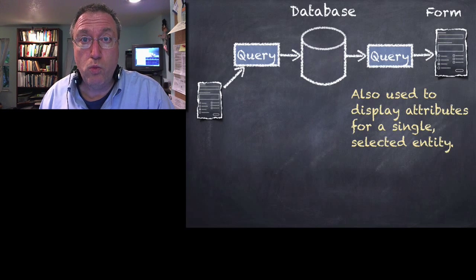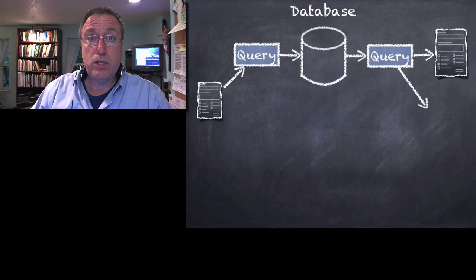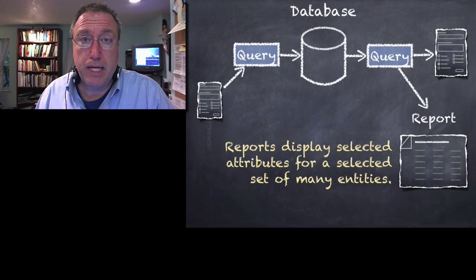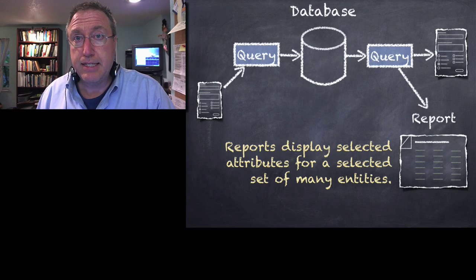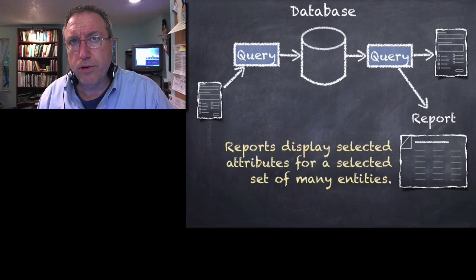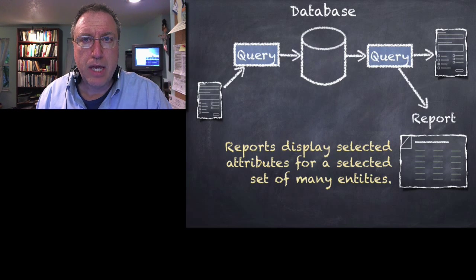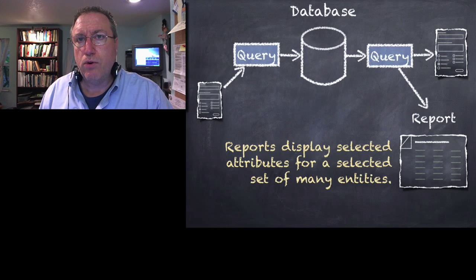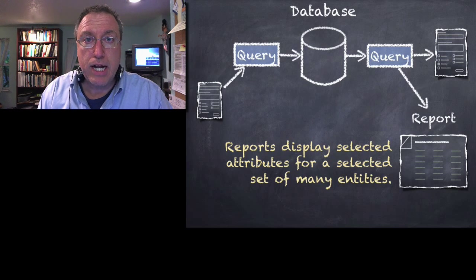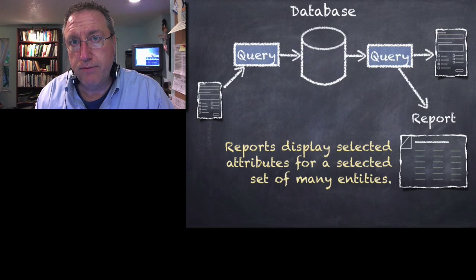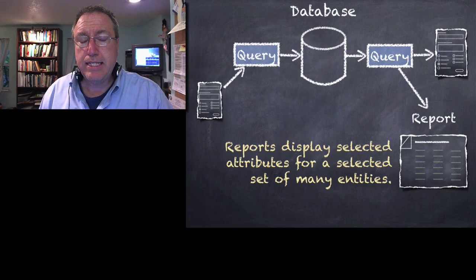Now, if you want to look at more than one entity, you arrange them in what's called a report. Reports display selected attributes for a selected set of many entities. You typically only want to see the attributes that are relevant to the question you're asking, and you set the criteria for the query to only select the particular records that give you useful and relevant information. This is the primary means for you to transform data into information. You've organized it using entities and attributes and relationships, and now you use queries to select just the relevant information and organize it in a relevant fashion so that when it comes out, it's exactly what you need to know.